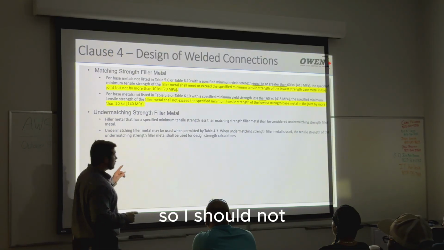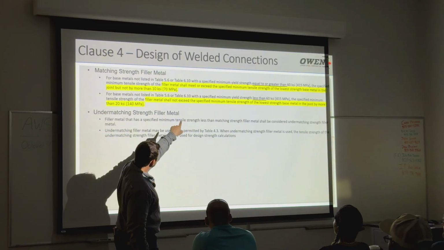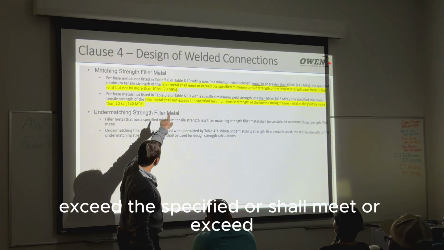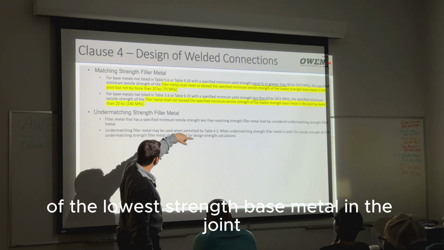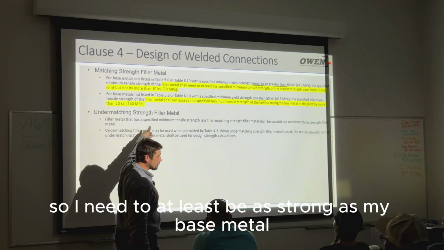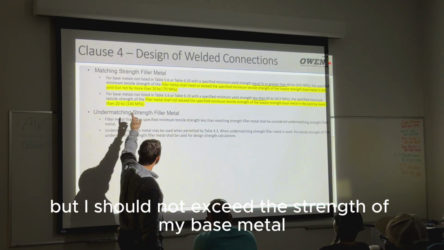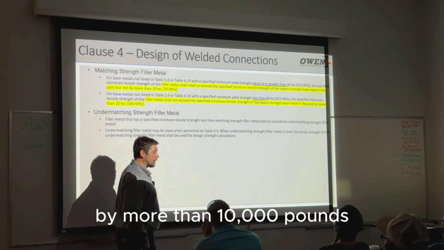So I should not exceed the specified, or shall meet or exceed the specified minimum tensile strength of the lowest strength base metal in the joint. So I need to at least be as strong as my base metal, but I should not exceed the strength of my base metal by more than 10,000 pounds.